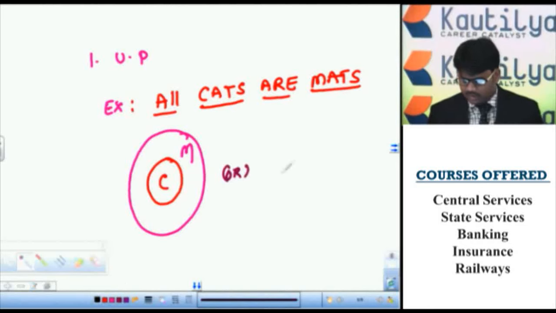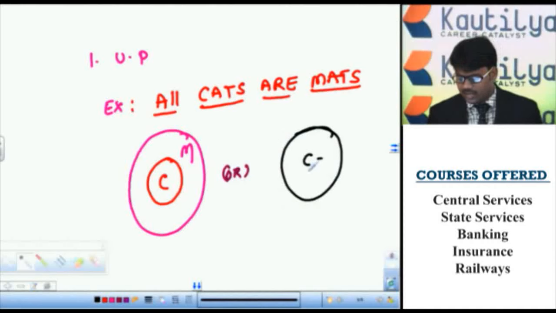You have to take the total cats in the universe. All these cats belong to mats. All cats equal to mats is another representation of the diagram. Here are the two types of diagrams for the universal positive statement. The first one is all cats are in the part of mats, and the second one is all cats equal to mats.